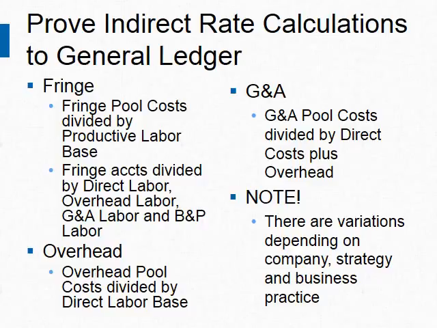So what they're asking you to do is prove the indirect rate calculations back to the general ledger. General ledger is everything. That's the income statement. It ties out to everything else. Your bank account gets reconciled to that. So there's a lot of data in there, and they expect you to use that information to be able to prove what these indirect rates are.